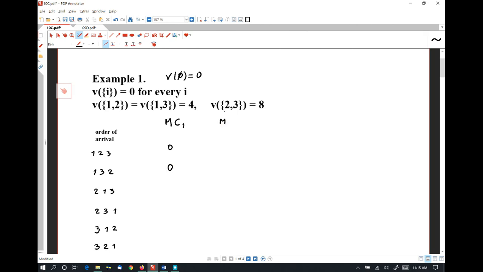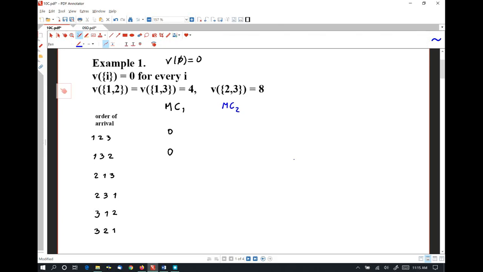Let's use different colors for different players. If we look at the marginal contribution of player 2, symmetrically, if player 2 comes first, then her marginal contribution will be 0, because the value is 0 before she arrives and 0 after she arrives. And if we look at the marginal contribution of player 3, when player 3 arrives first, then her marginal contribution will be 0. Now let's go back to player 1.